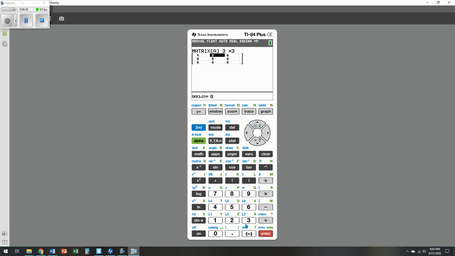So we're going to put these in. 4, 3, 1, 5. Now this is negative 7. We can't just use the minus sign. We actually have to use the negative symbol. It'll give us an error if we try to use the minus sign. 0 is fine for that one. 1, negative 2, and 2. So now this is our matrix A. So we're going to quit, second, quit.